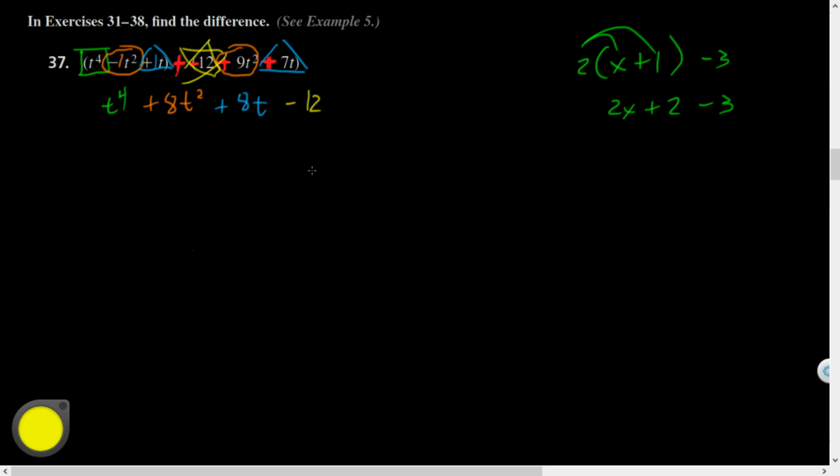That was the idea of adding and subtracting polynomials and a little bit of vocabulary to become familiar with.